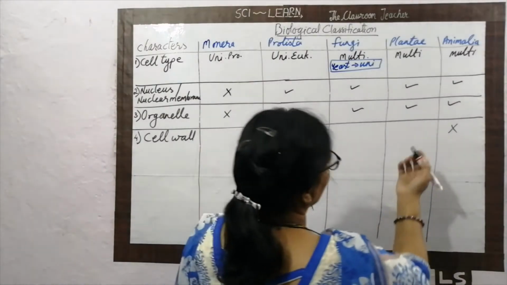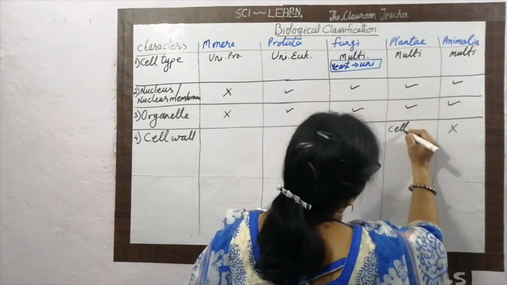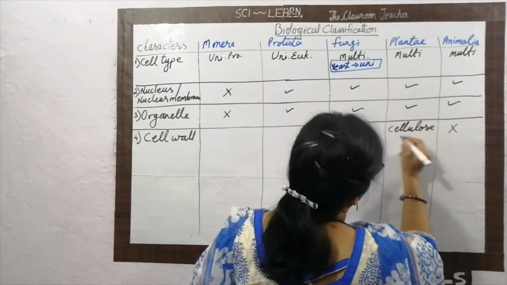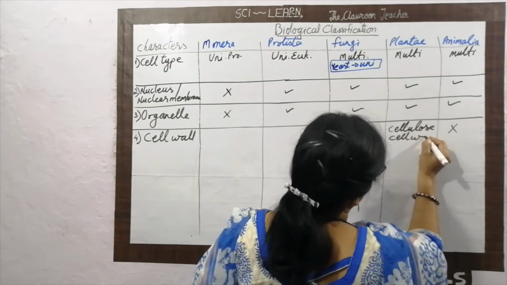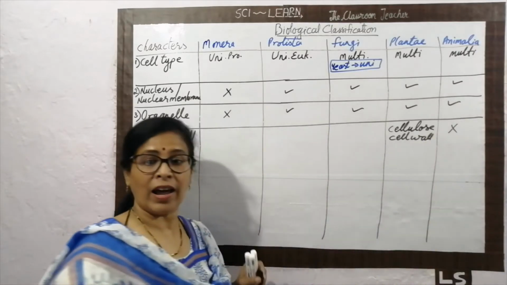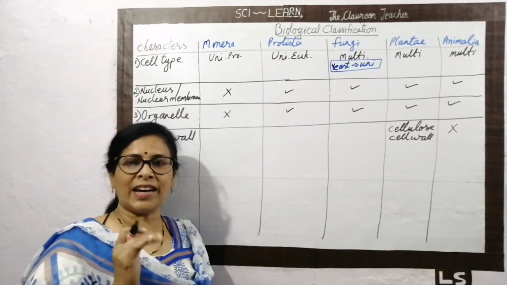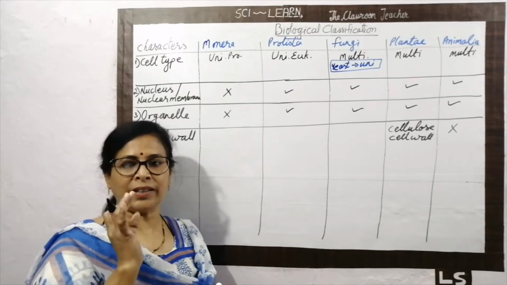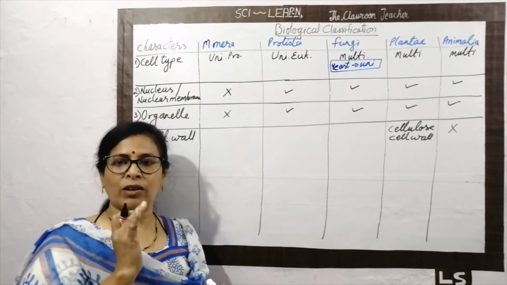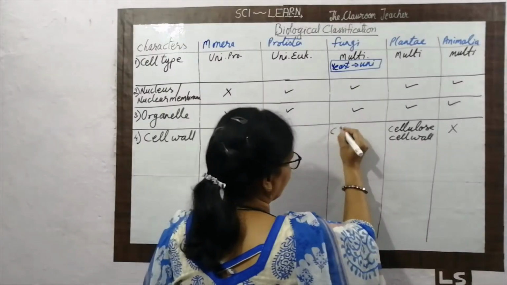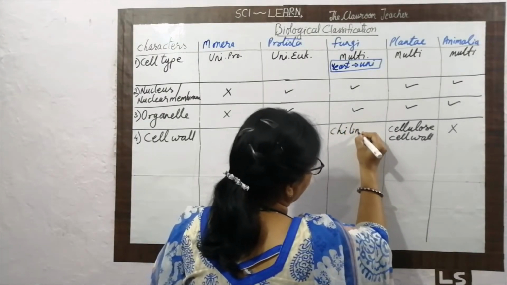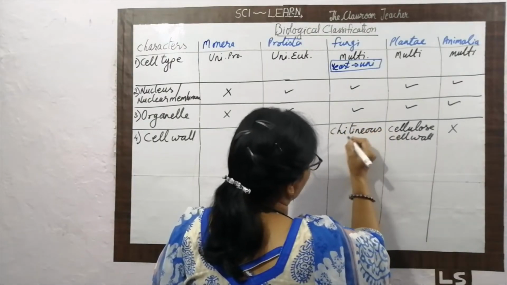In plants, it is a cellulose cell wall, a highly advanced protecting layer. But what about the Monera, Protista, and fungi? Fungi also bear a cell wall, and that cell wall is the chitinous cell wall.